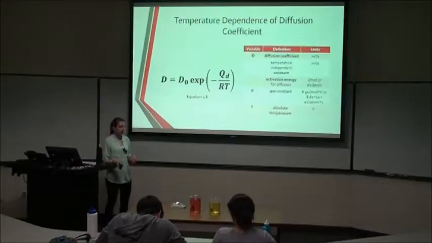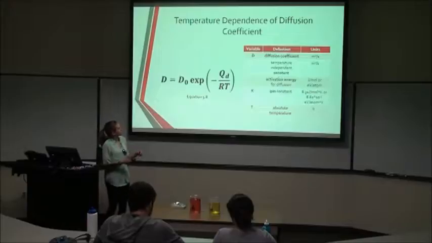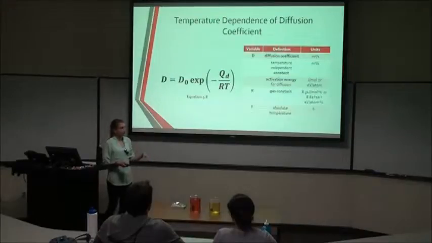So there's an equation that we look at to determine how temperature affects the diffusion coefficient. So the different variables that we're looking at are the diffusion coefficient, a temperature-independent constant, D0, the activation energy for diffusion, which is Q, the universal gas constant, R, and the temperature in Kelvin rather than in Celsius.